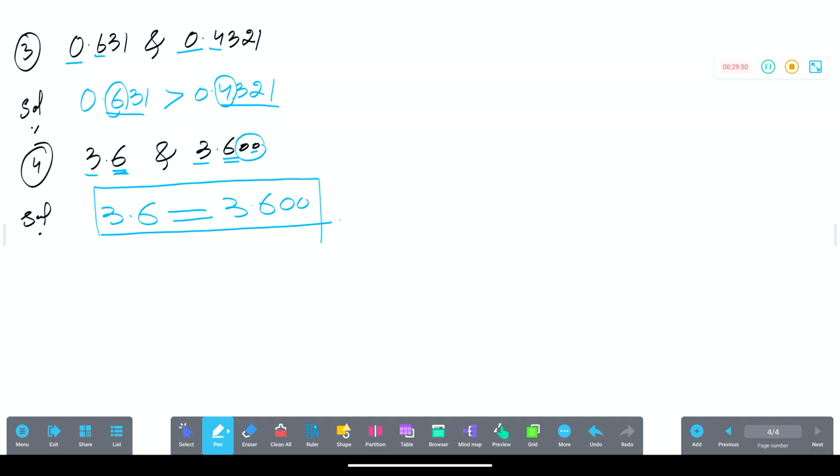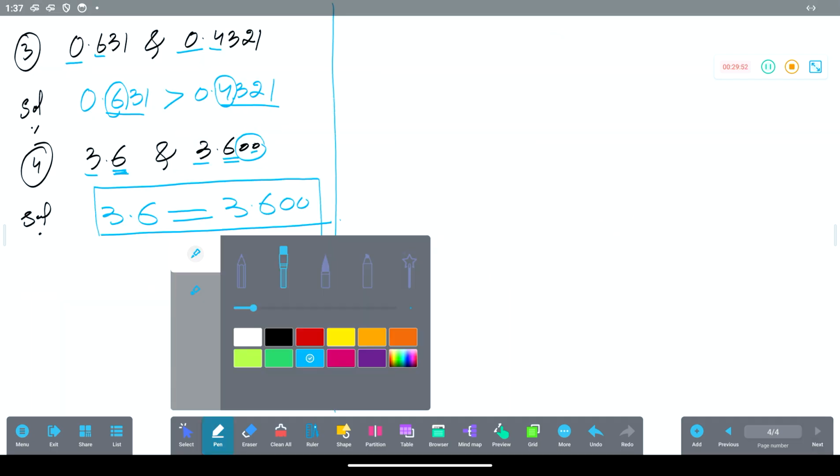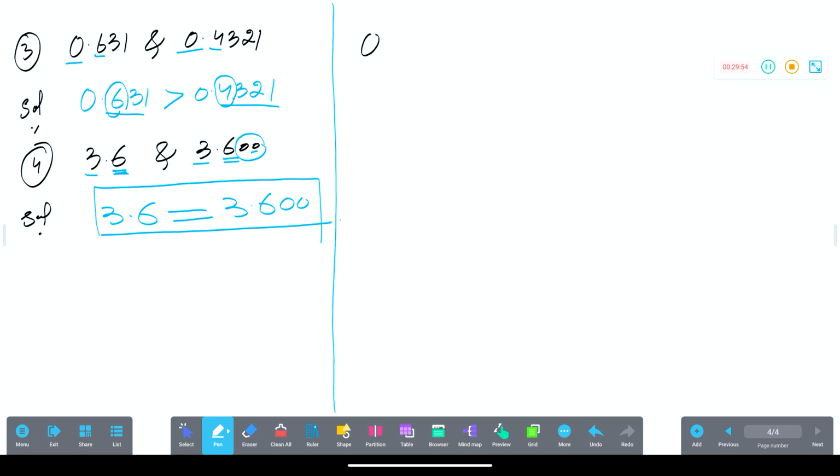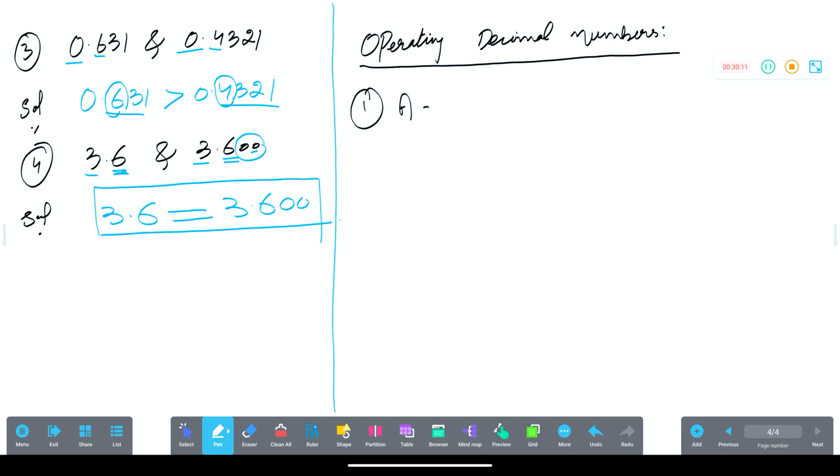Now, our next topic, that is operating decimal numbers. So the first operation, you know, that's addition. Addition of what? Addition of decimal numbers. So let's get an example here.